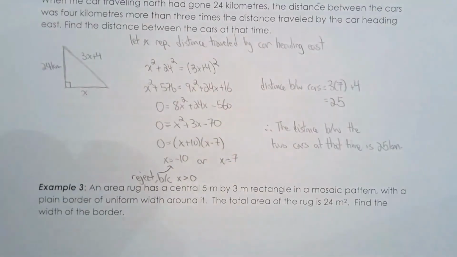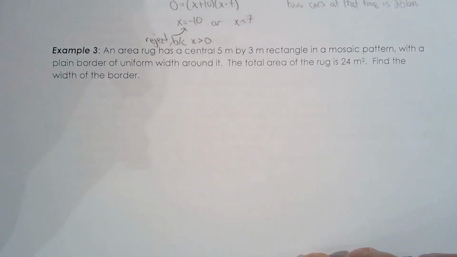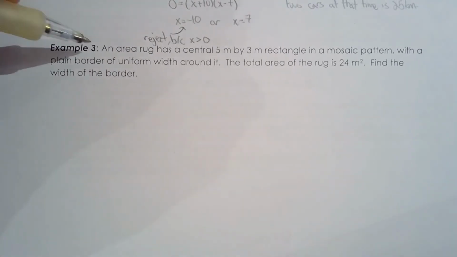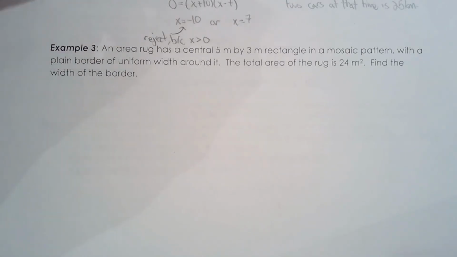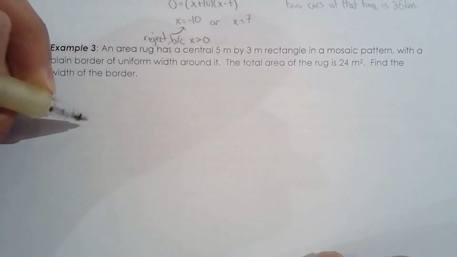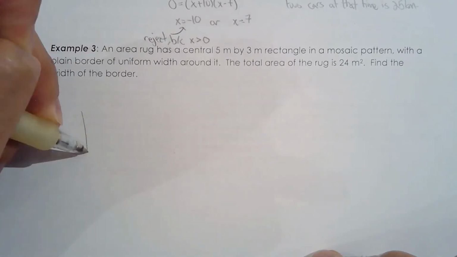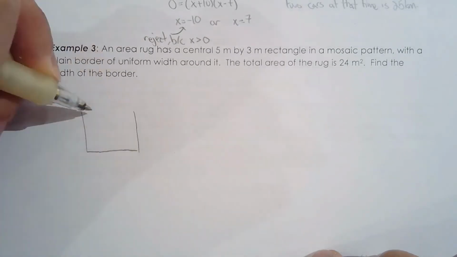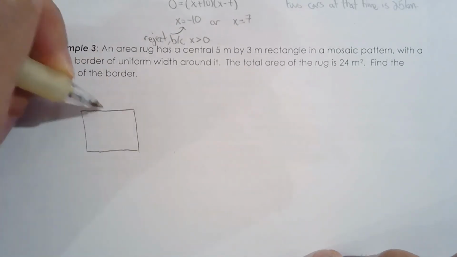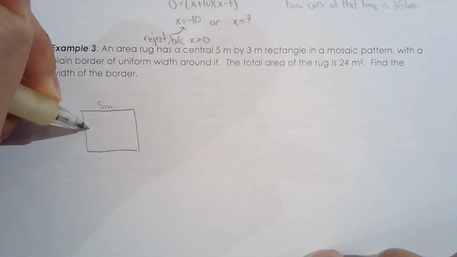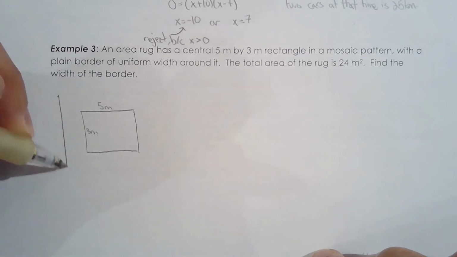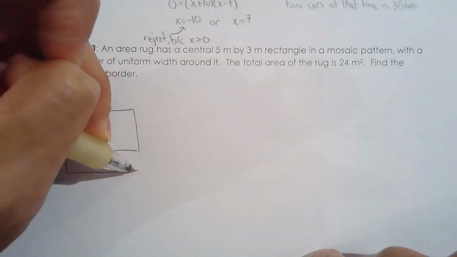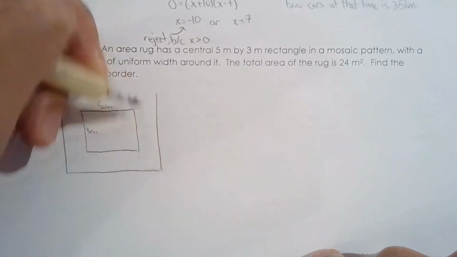There we go. For example 3, we have a classic test question. An area rug has a central 5 meter by 3 meter rectangle in a mosaic pattern, with a plain border of uniform width around it. So let me try to draw a nice little rug here. You have a mosaic pattern that's 5 meters by 3 meters. And we are going to add a border around this. And of course, to make it look pretty, it's a uniform border.